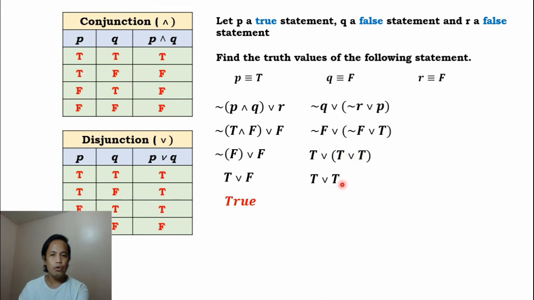So this is true here and we copy true. The same, true or true, still under this row. So therefore, this statement is true. So the truth value for this statement is true.